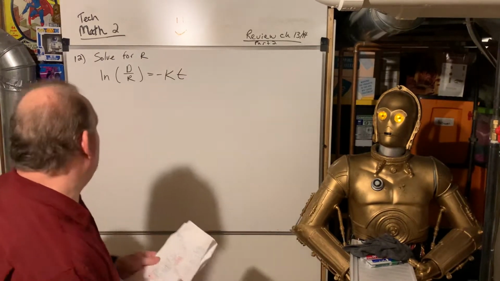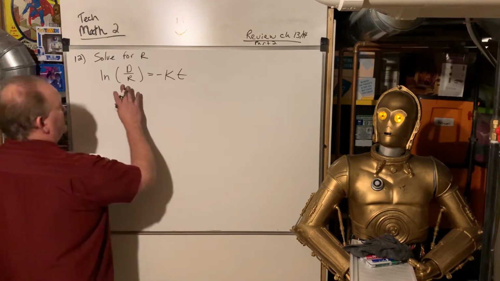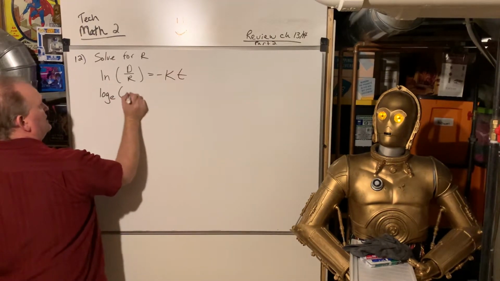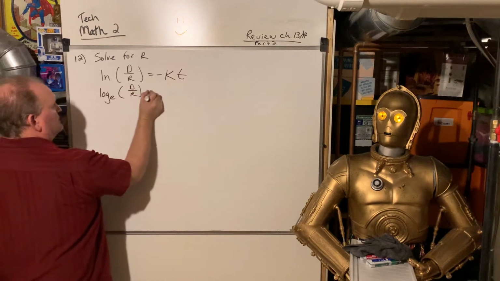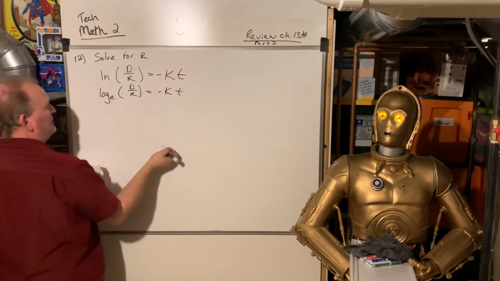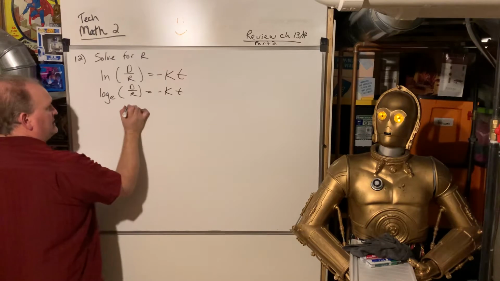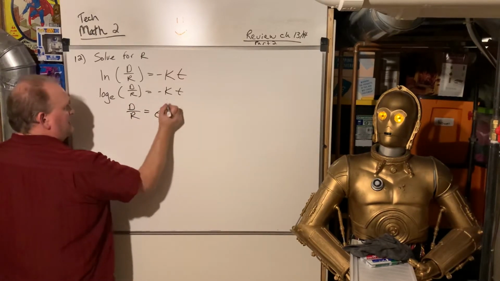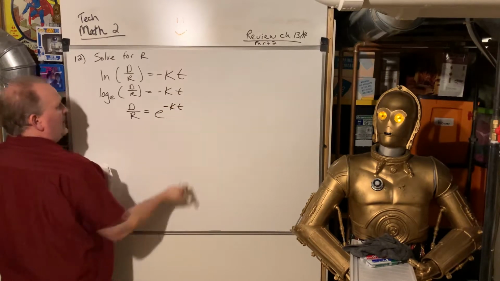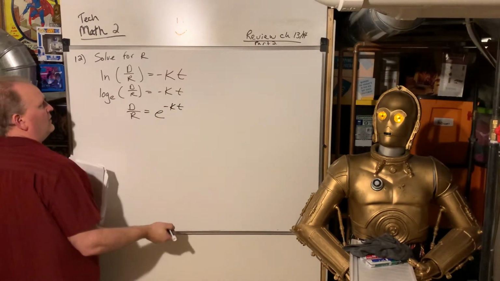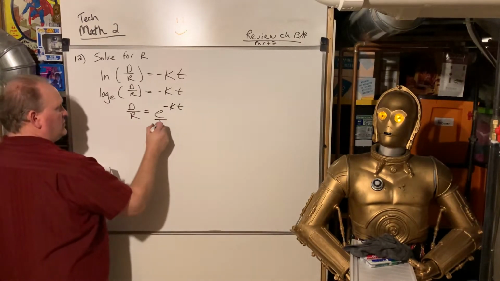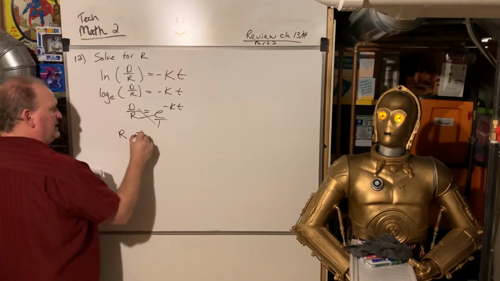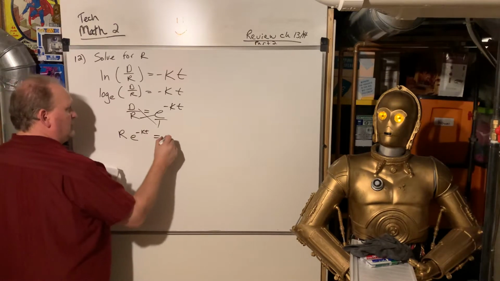Solve for R. So if we're going to solve this for R, we'd write it log base e, d over R is equal to negative kt. So that means that d over R is equal to e to the negative kt power. And now we're trying to solve for R, so if we cross multiply and solve, we get R e to the negative kt equals d.